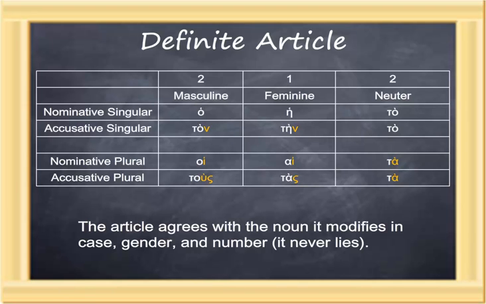The article will always agree with the noun it modifies in case, gender, and number. It never lies. Sometimes the noun itself will be a bit confusing. If you don't remember, rely on the article. It will help you out. And the vast majority of nouns in the New Testament have articles. It's your friend, as long as you know it.